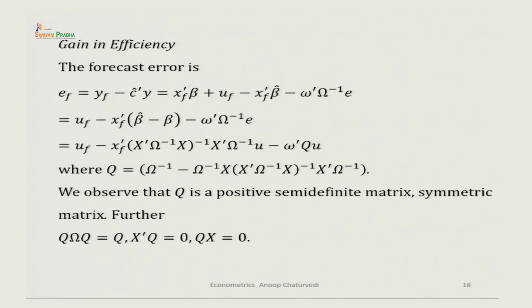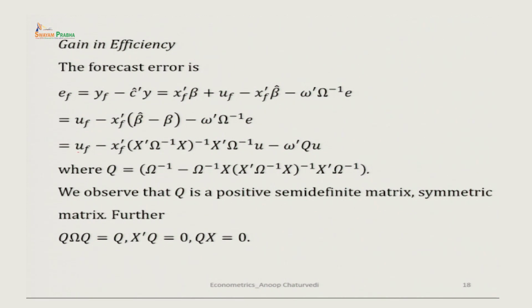Now, the forecast error is ef equal to yf minus c hat transpose y. And then yf is equal to xf transpose beta plus uf minus xf transpose beta hat minus omega transpose capital omega inverse E. So, this part is actually c hat transpose y. And then you can write it as uf minus xf transpose beta hat minus beta minus omega transpose capital omega inverse E.